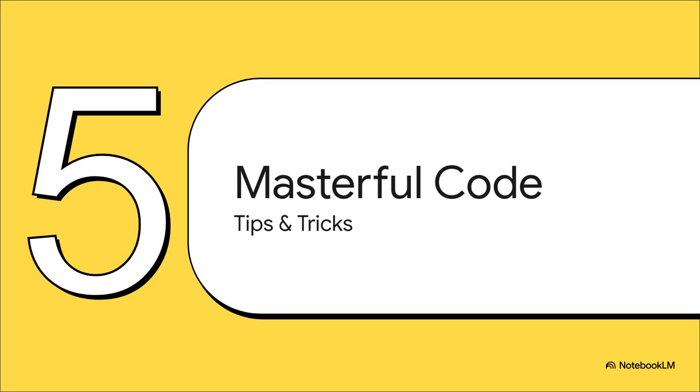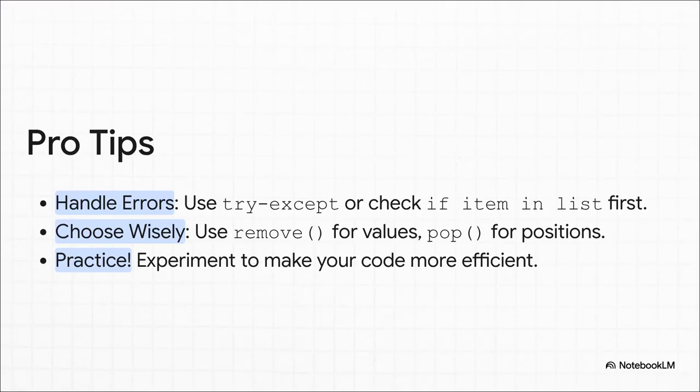Okay, knowing the tools is one thing, but using them like a pro is something else entirely. Let's finish up with a few quick tips that will help you write safer, more efficient, and just better Python code. First, always handle potential errors. Remember that ValueError we talked about with removing? You can prevent crashes by first checking if item in list or by wrapping your code in what's called a try except block. Second, always choose the right tool for the job. It makes your code so much easier for others and for you to read later. And finally, the best way to really get this stuff down is to practice. Seriously, open up a Python terminal and just play around.